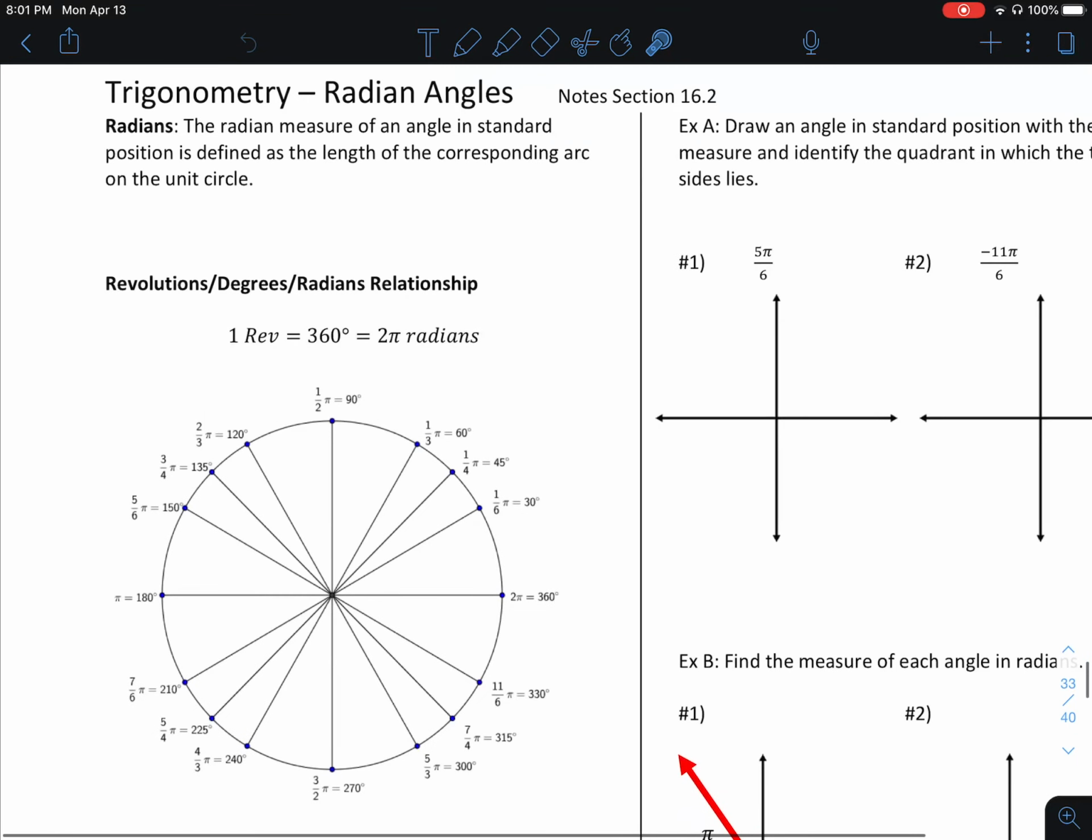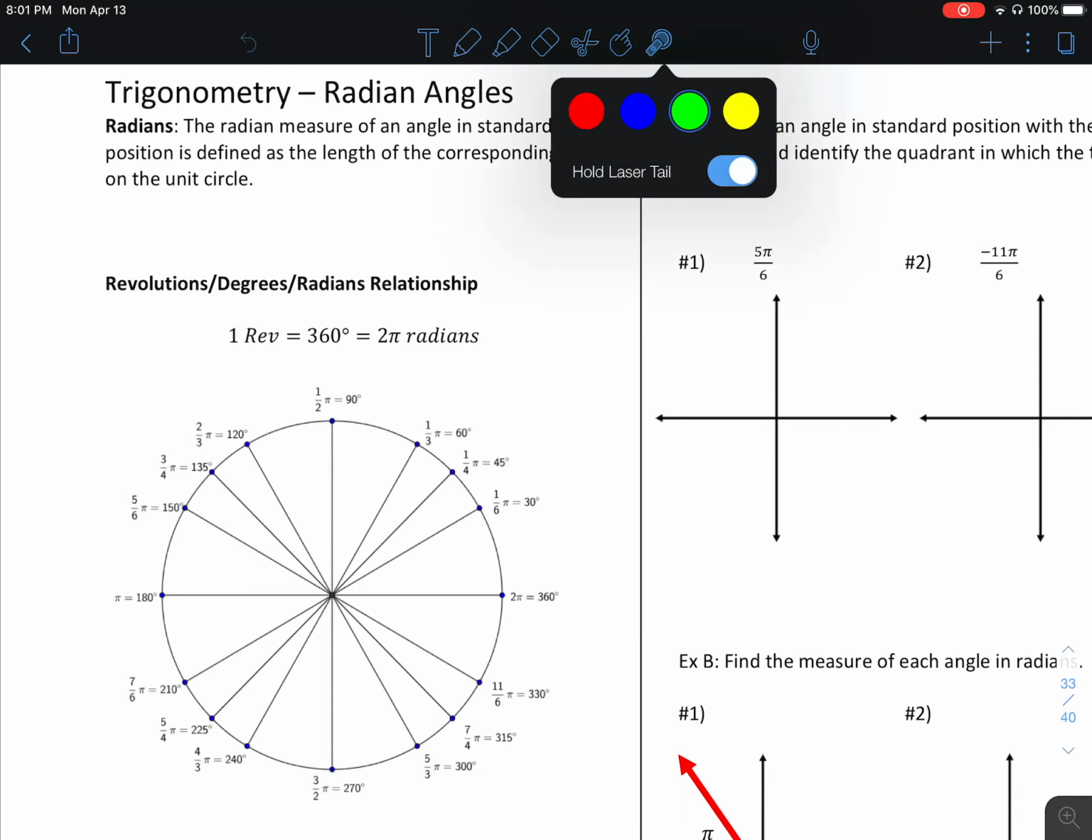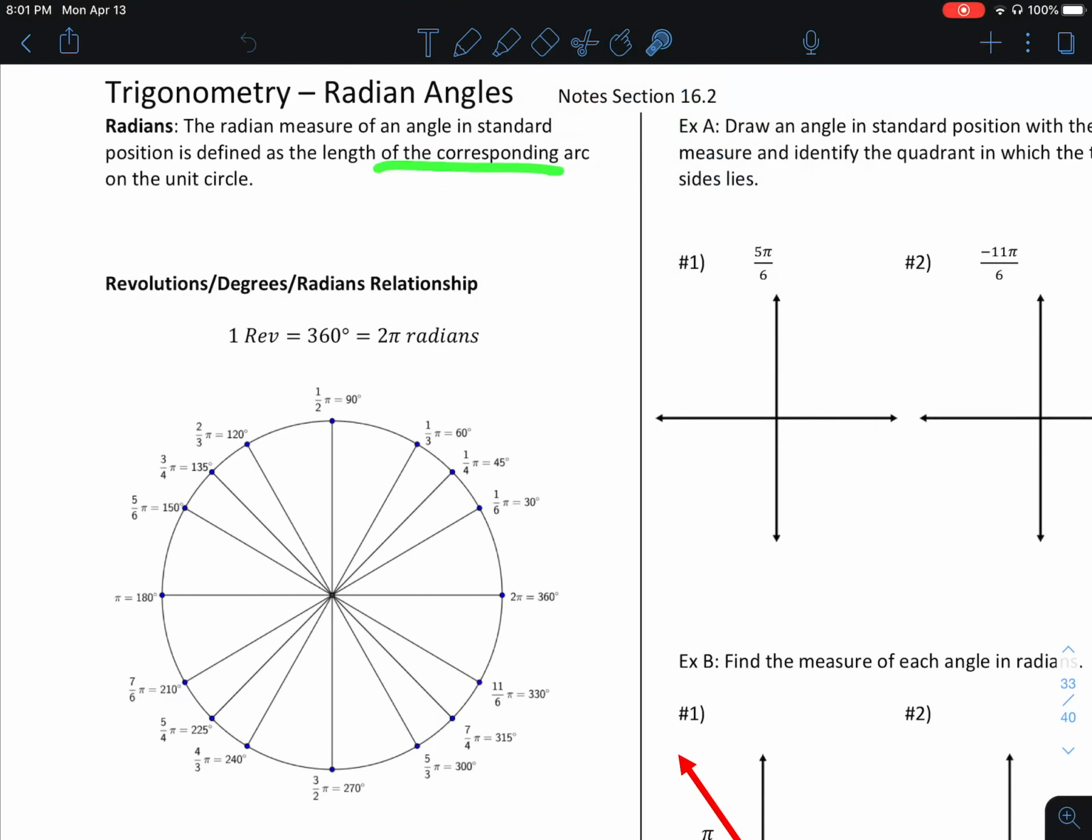Radians. The radian measure of an angle in standard position is defined as the length of the corresponding arc of the unit circle. A unit circle is a circle whose center is at the origin and has a radius of 1.